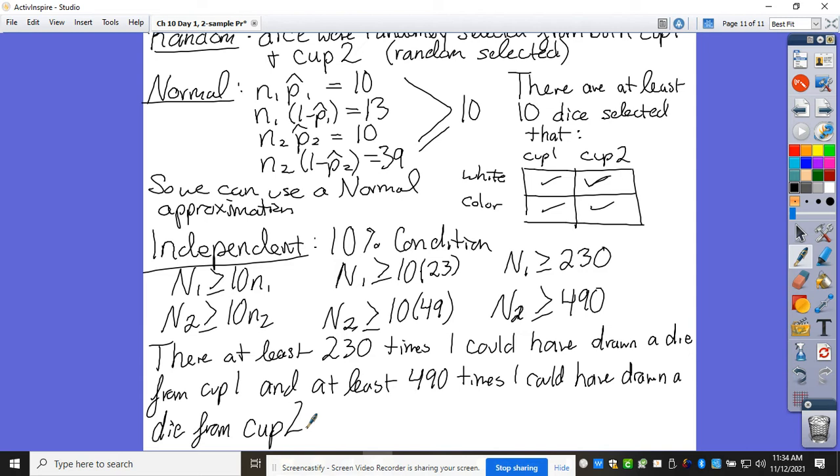And some people are just going to write and not think about making it shorter, and some people don't care. Which part is that short? Because I say that twice, I could put that at the beginning and say, I could have drawn a die at least 230 times from cup one and at least 490. So I don't shorthand it much, it's just a different way to write it. And I don't care how you choose to do that as long as you're saying that same thing.